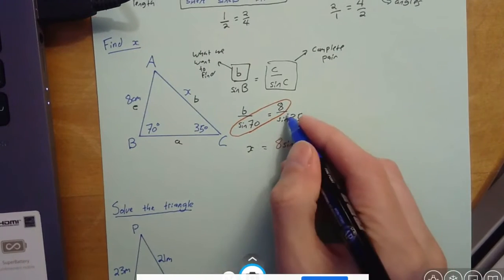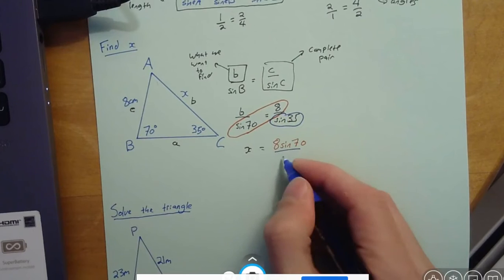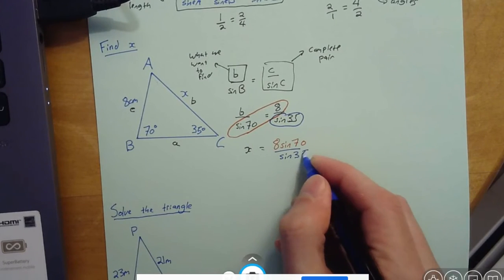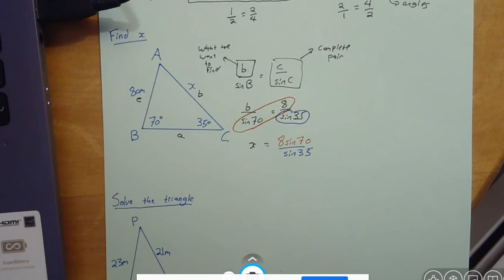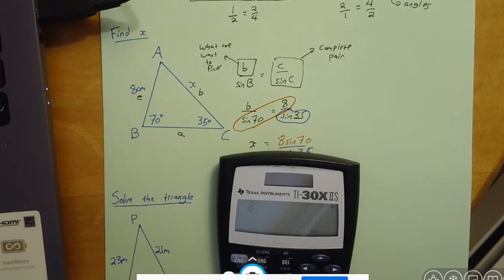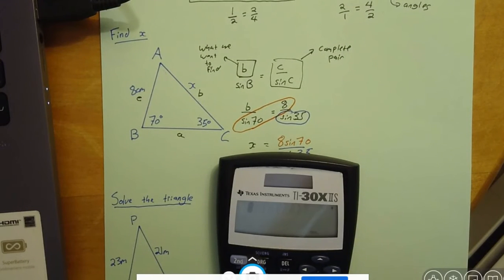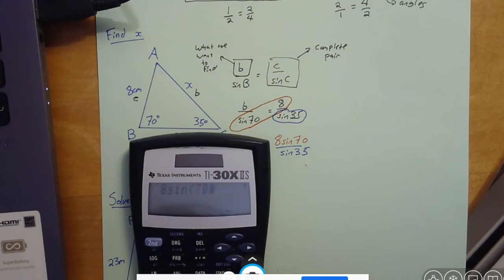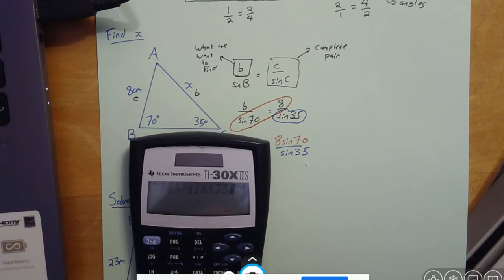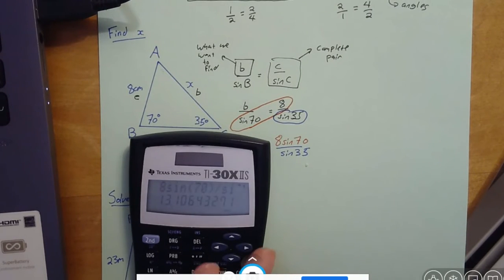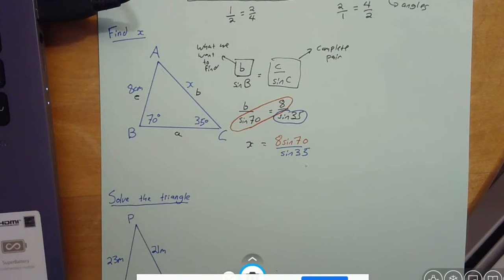And then I'm going to divide by whatever number is left over. Sine 35 is just a number stored in our calculator. So that's going to be my solution to x. So I'll have 8 sine 70 divided by sine of 35. And so x will be 13.1, and our units are centimeters.